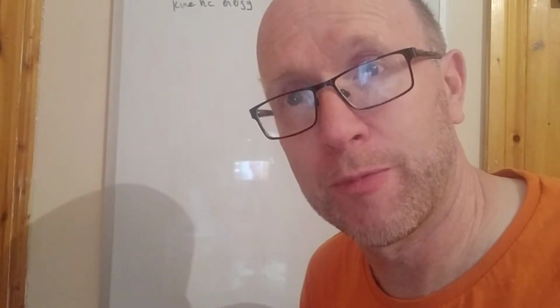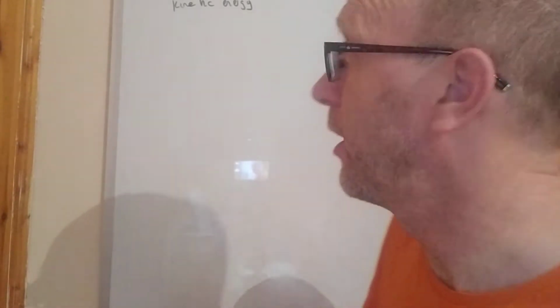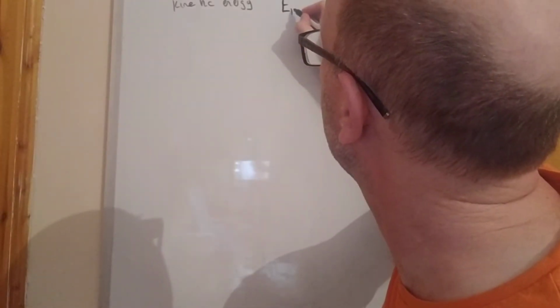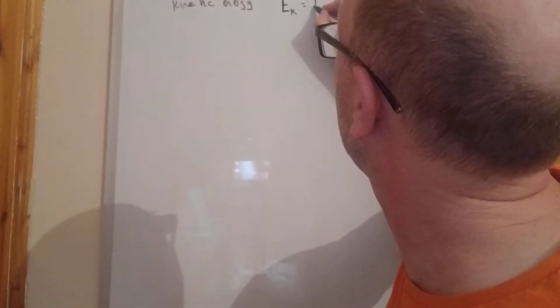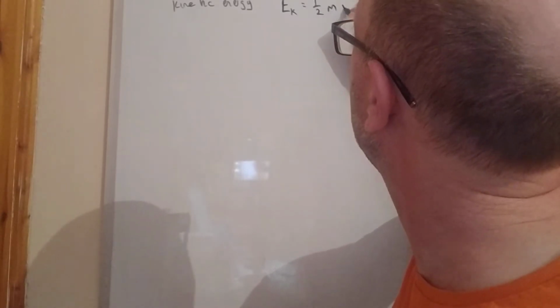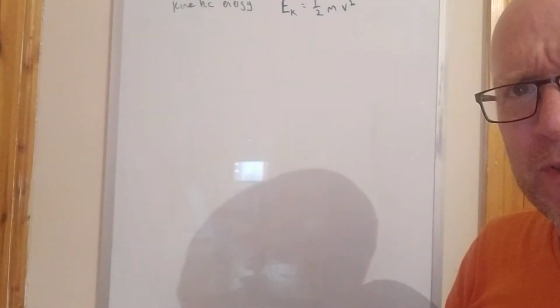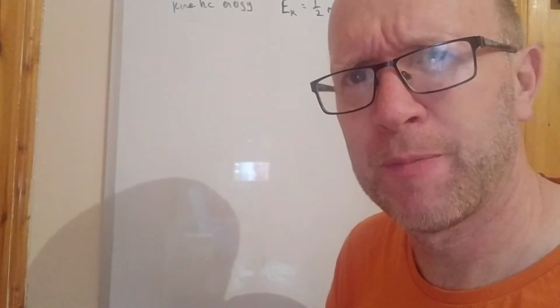And we have a formula that we're going to practice today, which just says that the kinetic energy, so E for energy, with a little k, is a half mv squared. Looks a bit dodgy, but we'll see how straightforward it is in a minute.